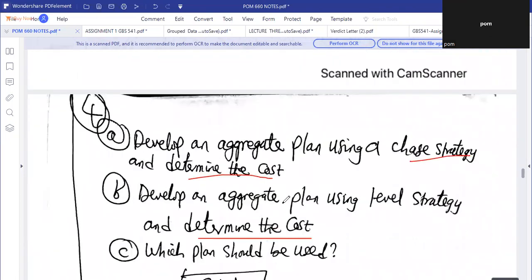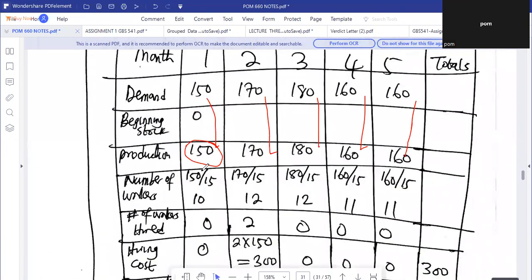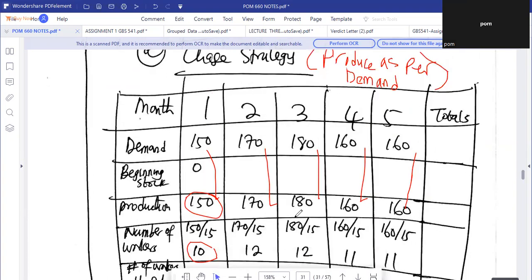So it's very clear here that we can find the number of workers simply by dividing how many units have been produced by how many units can be produced by one worker. So here we're getting 10, 12, 12, 11, and 11. These are the number of workers. So we're looking at production and how many units will be produced by one worker, and you get the number of workers required in each month.